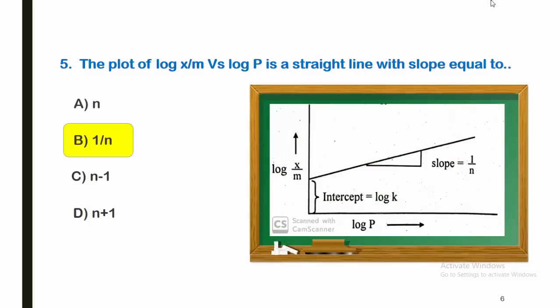Here we can see from the picture, log x/m is plotted on the y-axis and log p is plotted on the x-axis, where log x/m versus log p gives a straight line equation, where the slope is equal to 1/n, which is the right answer.